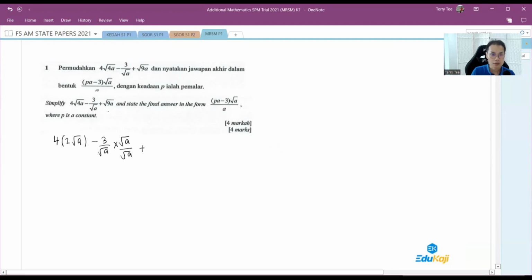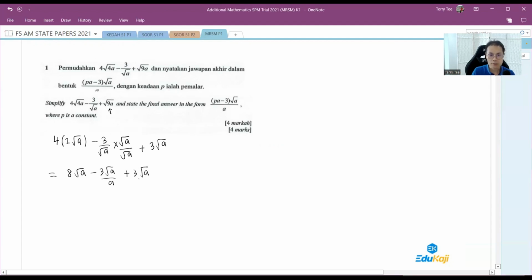Now, the next thing is I have square root of 9. We can square root 9 and leave it as 3, whereas root a, I will leave in this form. Now we can multiply this together. 4 times 2, I get 8 root a, and square root a times square root a is going to give us a. So this is 3 root a over a plus 3 root a.